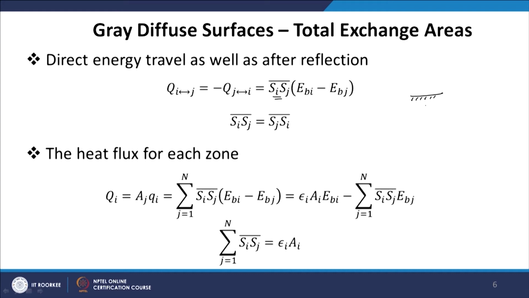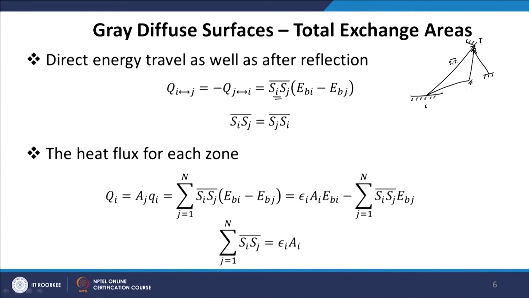So, let us say we have surface i, this is surface j, and there are some other surfaces also. So, from i to j, capital SiSj includes the direct contribution, that is small sisj, plus the reflected part also from other surfaces. So, you can see that although the total exchange area is related to the small direct exchange area, there are additional components due to reflection.